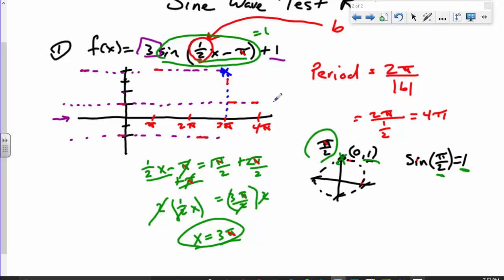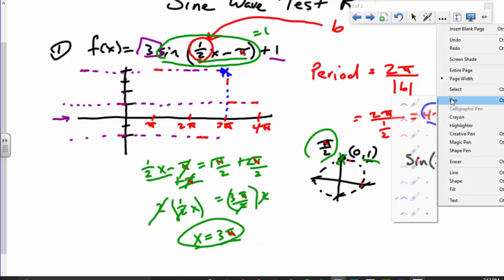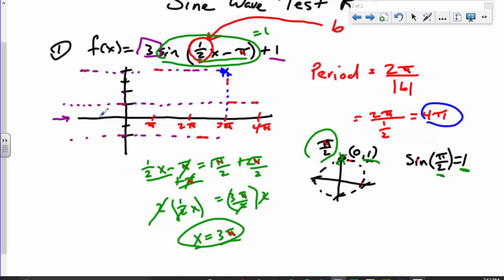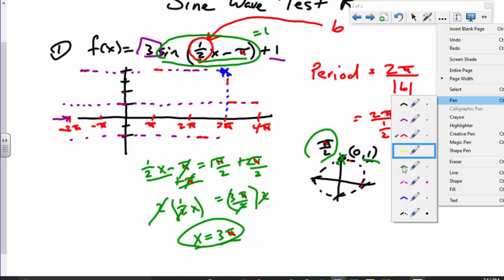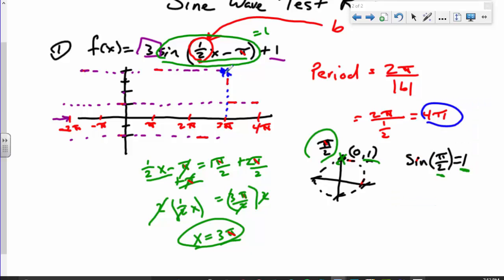All right. So I can now say then that the period is 4 pi. So if I go ahead and mark off some of these other points here, if I go back this way like negative pi, go back a little further at negative 2 pi, I know that the period is 4 pi. So from this point, if I go 4 pi in the right direction or 4 pi in the left direction, I'll end up at the top of the graph again.